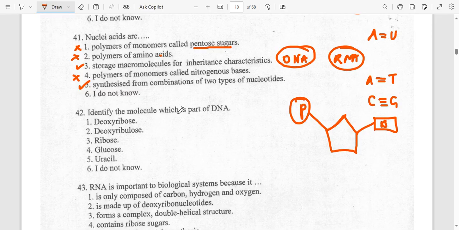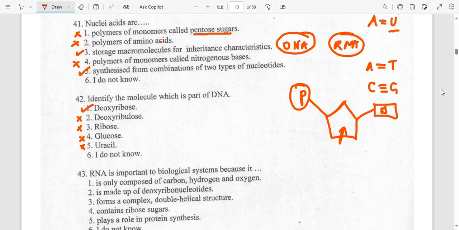So the molecule which is part of DNA is deoxyribose, the sugar. The sugar that you use in RNA is ribose, in DNA you use deoxyribose. So yes, deoxyribose, this is true, not deoxyribulose. This is not true, not ribose, not glucose. Uracil is not found in DNA, it's only found in RNA.